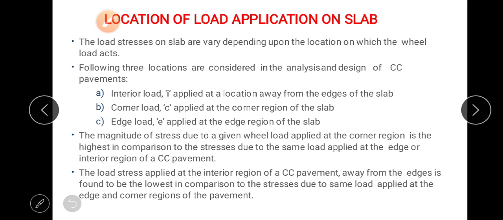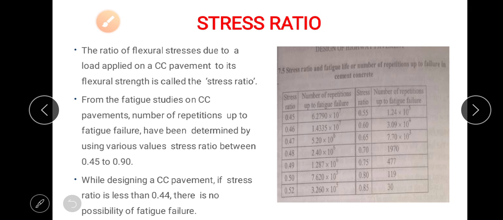The load stress applied at the interior region of a cement concrete pavement, away from the edge, is found to be the lowest in comparison to the stresses due to the same load applied at the edge and corner regions of the pavement. This is true because sufficient area is available to withstand the load applied on the interior of the slab compared to the edge as well as the corner. Therefore, stresses induced at the interior are very much less compared to edge and corner.